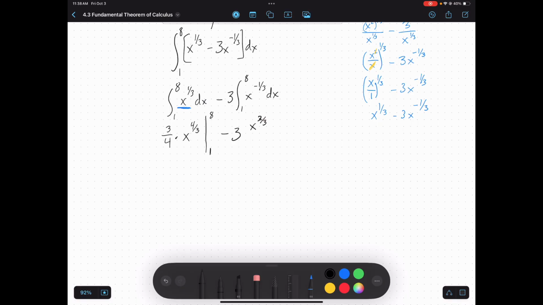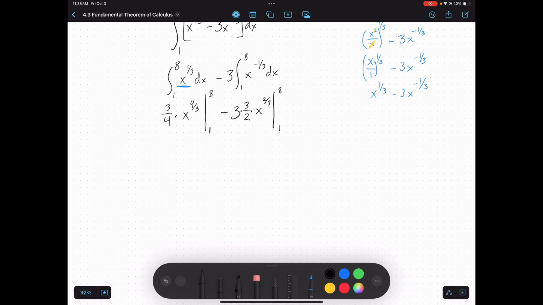And then, of course, I'm going to divide by 2/3 or just multiply by 3/2. And that still needs to be evaluated from 1 to 8. Okay, so now I'm ready to plug in my bounds. So if I just focus on this first one, what is that going to look like?